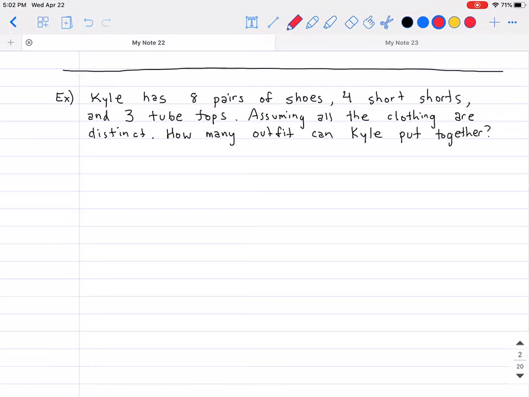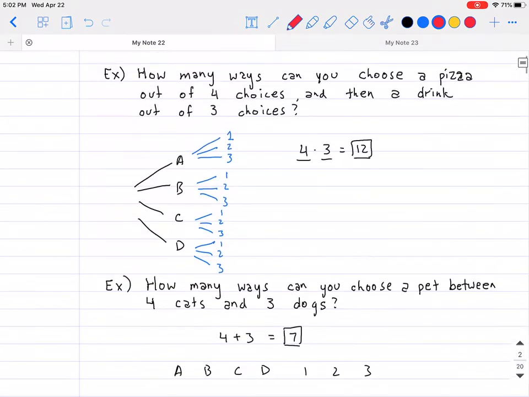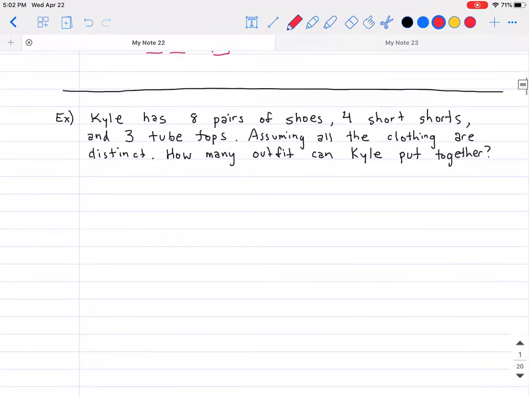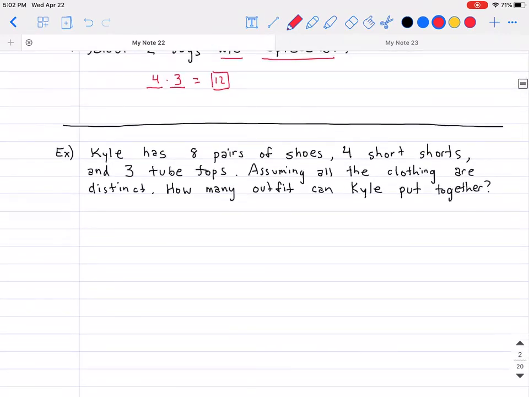So that means that we have 3 events. In essence, it's like the first thing that we did, where I created a little diagram to show how many ways you can pick a pizza and then a drink. So for this problem, there are 3 events happening, one after the other. It could be simultaneously, but it doesn't matter. Nonetheless, it's going to be multiplied because I want all 3 events to happen at once, and it's not one or the other. The outfit doesn't consist of just a pair of shoes, or just the shorts, or just the tube tops. So in the end, we're going to take 3 numbers and multiply them together.